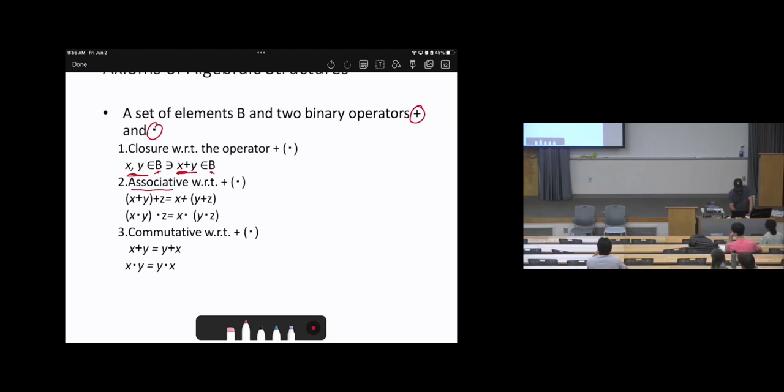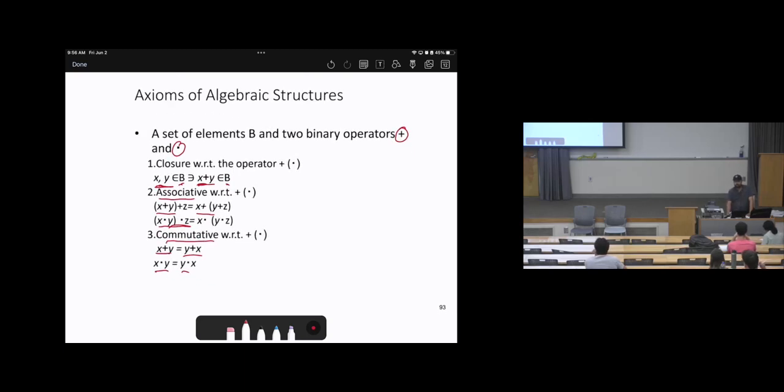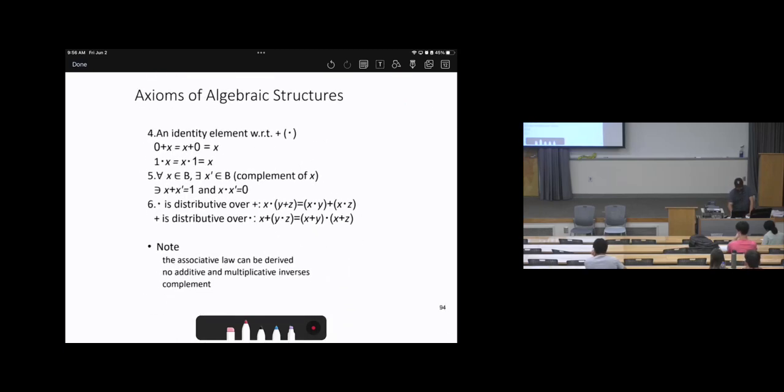And it's associative as well. Whenever we say (x plus y) plus z, it's the same as x plus (y plus z). This is from regular algebra that we know. The same is true for multiplication: (x times y) times z is the same as x times (y times z). And it's commutative, which means x plus y is the same as y plus x, and x times y is the same as y times x. That's what we know, and that's normal. That's why we call them axioms. Everyone knows them, and there is no need to prove them.